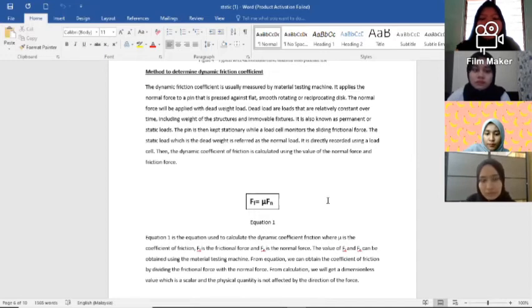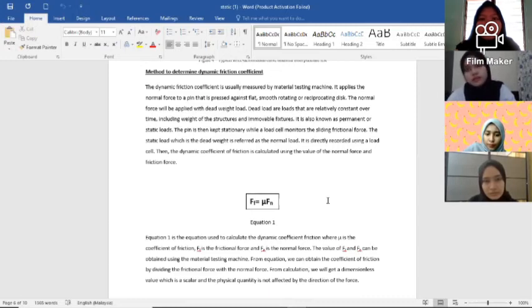The pin is then kept stationary while a load cell monitors the sliding frictional force. The static load, which is the dead weight, is referred to as the normal load. It can be directly recorded using a load cell. Then, the dynamic coefficient of friction is calculated using the value of the normal force and friction force.